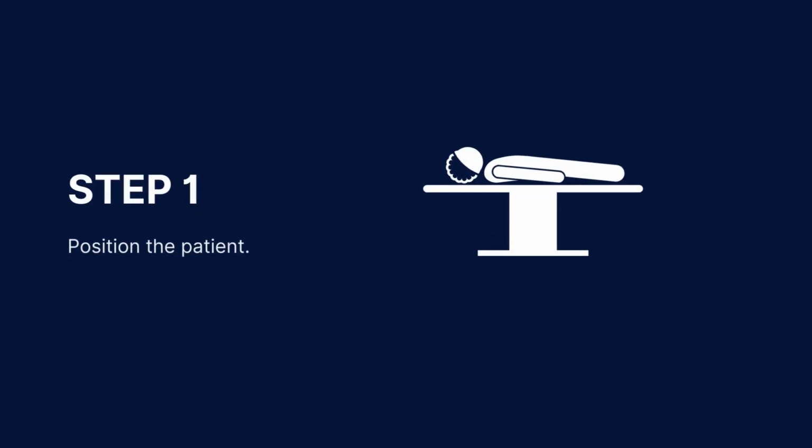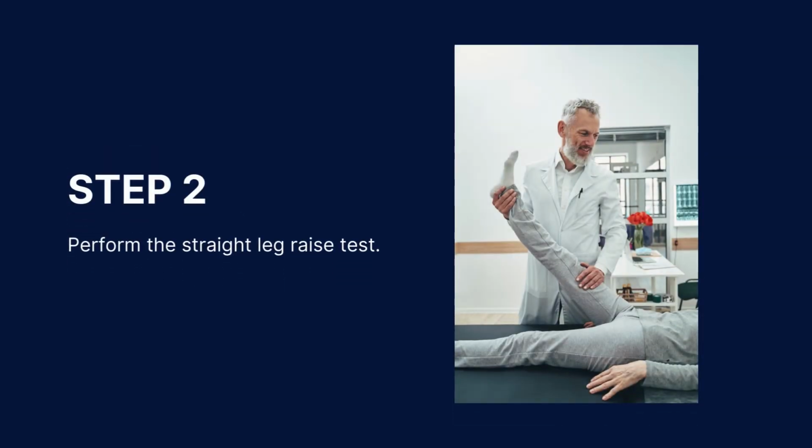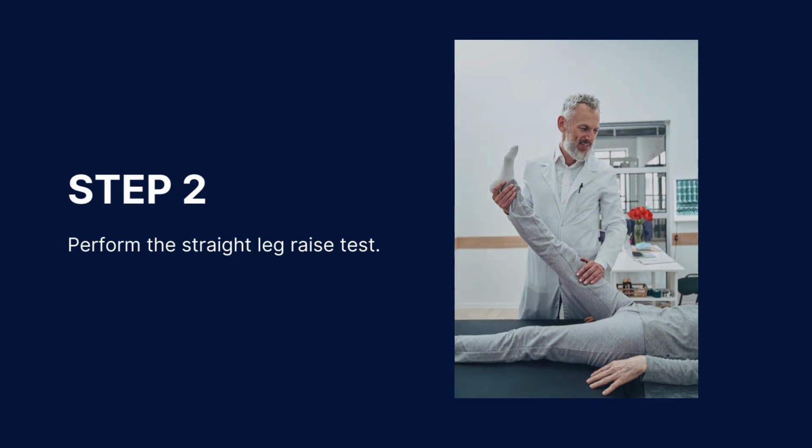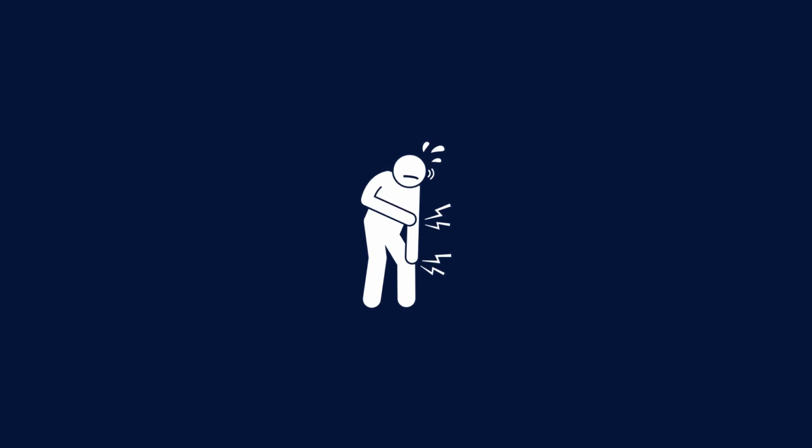Firstly, position the patient. Ensure the patient is in a comfortable and relaxed state. Position the patient accordingly. Firstly, perform the straight leg raise test. With the patient in a supine position, raise their leg while keeping the knee extended and ankle dorsiflexed. Observe any pain or discomfort in the buttocks, posterior thigh, or leg.